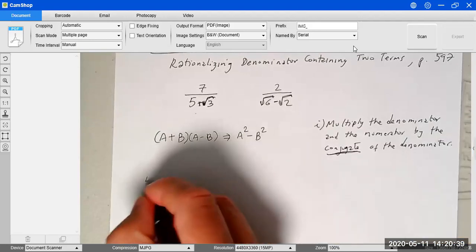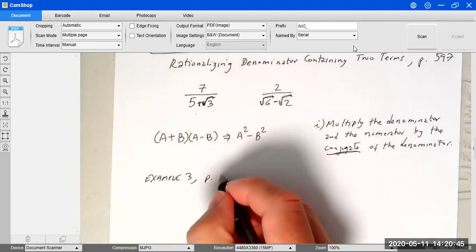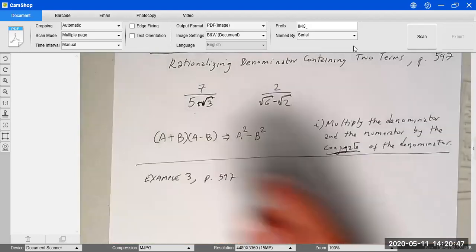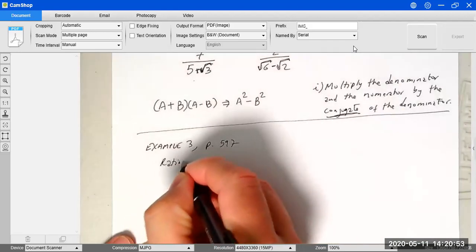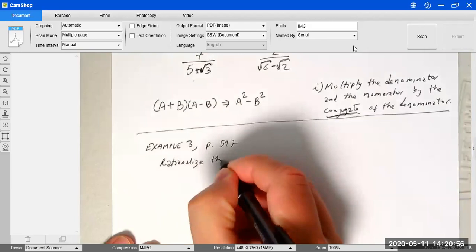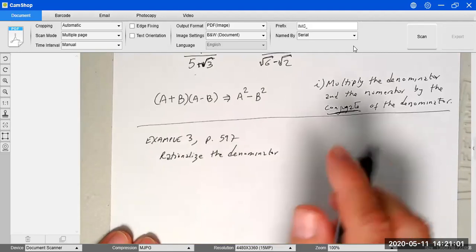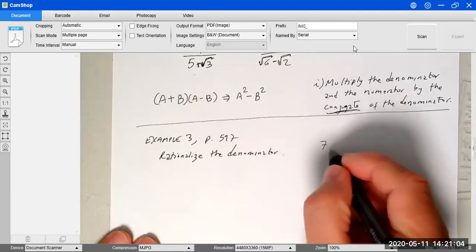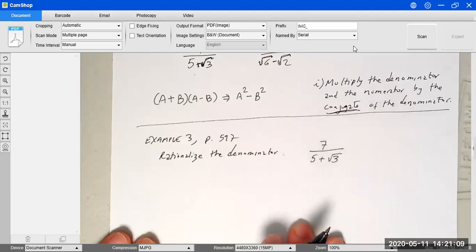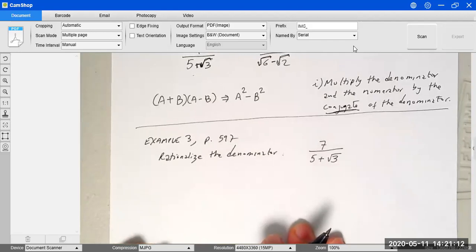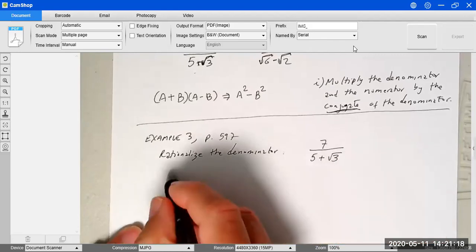So we're going to start with example 3 on page 597. So the problem is that we're going to rationalize the denominator. The fraction is 7 over 5 plus the square root of 3. So that's the fraction. I want to rationalize this denominator. So I'm going to write my fraction.